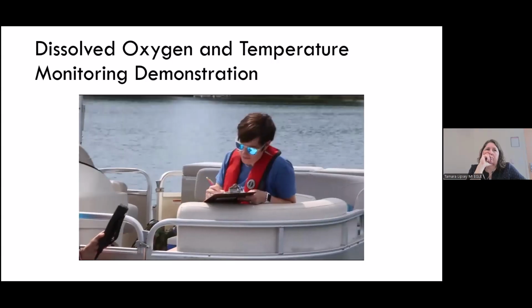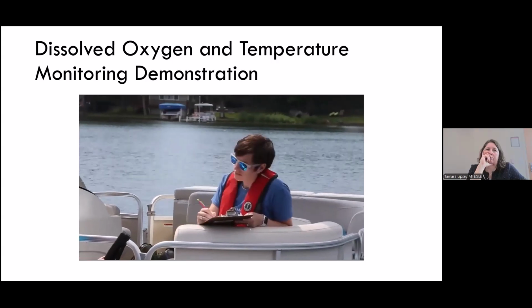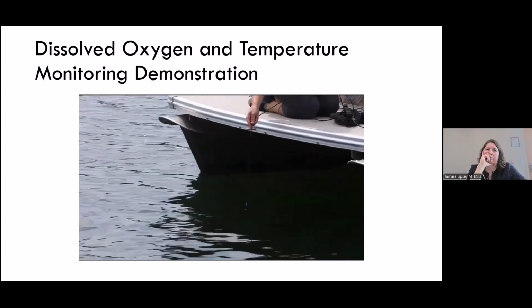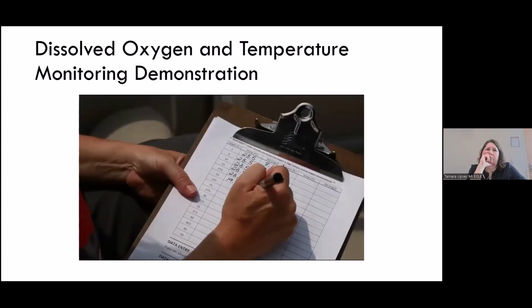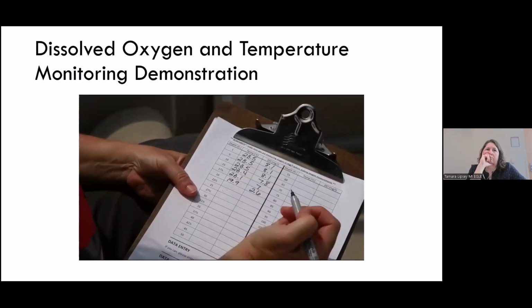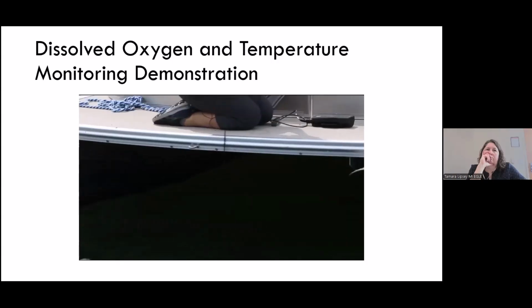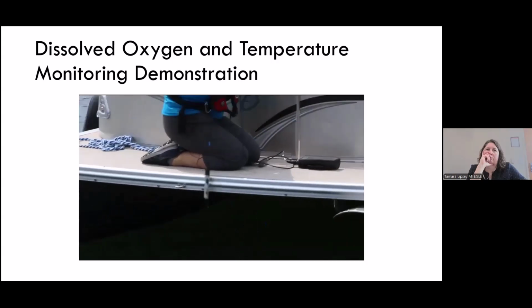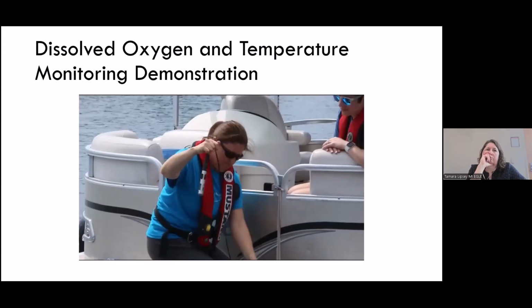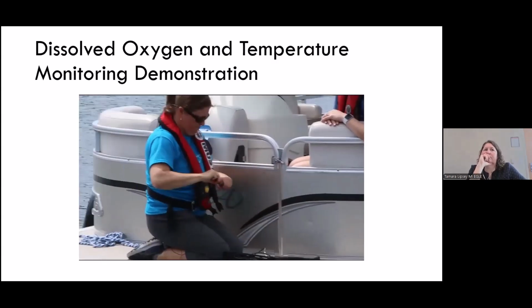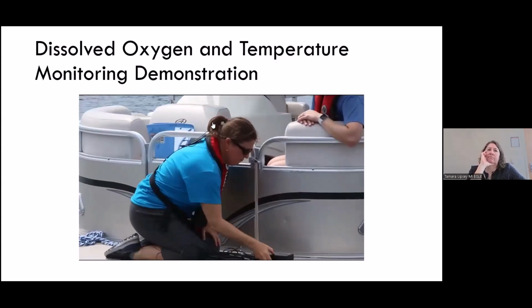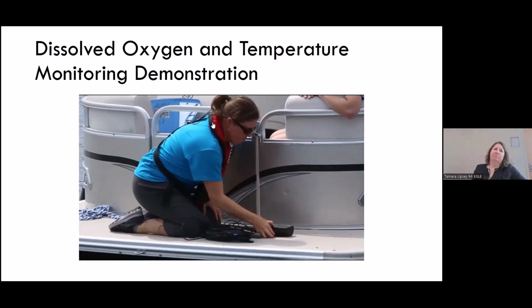Continue taking measurements at the depths noted on the datasheet until you reach a depth that is 1 foot above the bottom depth of your lake. Record this last reading. Carefully pull up your meter, make sure the probe is clean, and replace the protective cap. Turn off your meter, and there you have it, a temperature and dissolved oxygen profile.